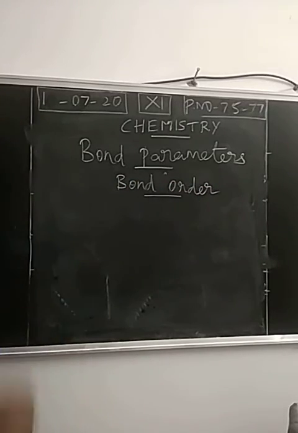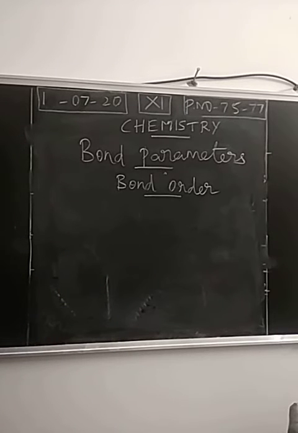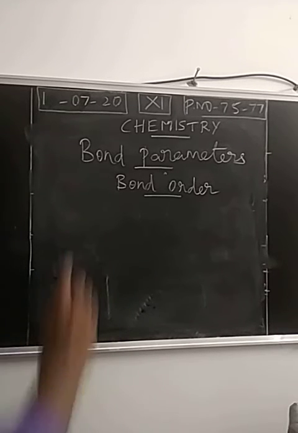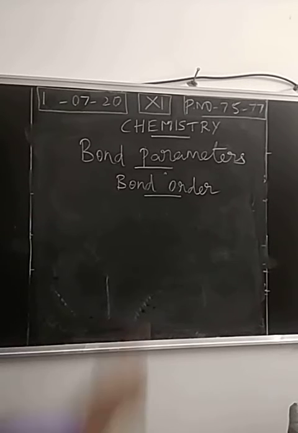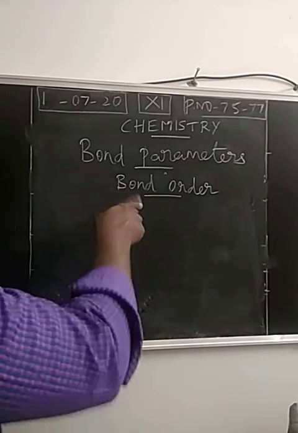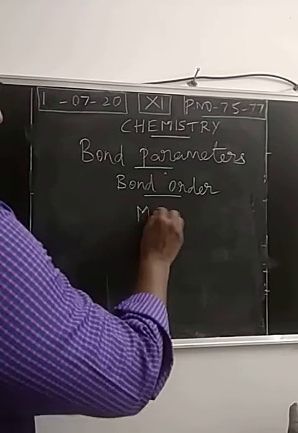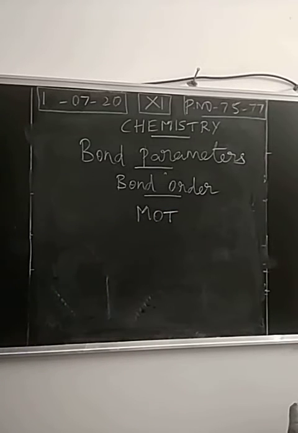So in the same chemical bonding lesson, we use the word bond order in two concepts. One is in case of covalent bond. Right? So this is a bond order. This concept will be used in covalent bond concept. The same word bond order will be discussed later in MOT concept. This is called molecular orbital theory.